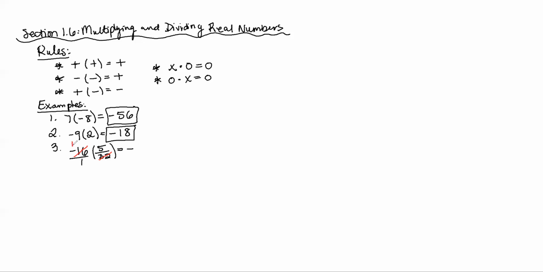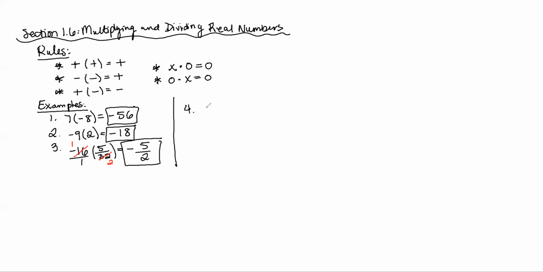This one becomes a 1. That negative is still with it. I'm just going to leave it there. This becomes a 2. So on top we have negative 1. We already took care of the negative here, so we'll just count this as a 1 times 5, which is 5. 1 times 2 is 2, so negative 5 halves.